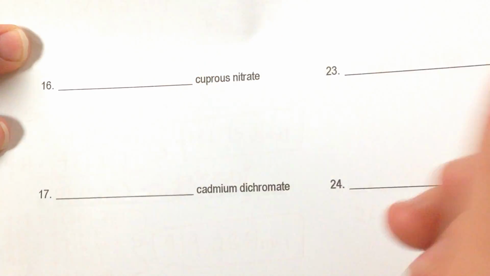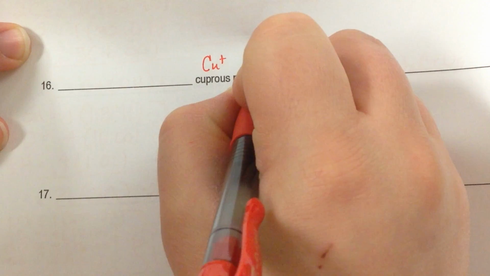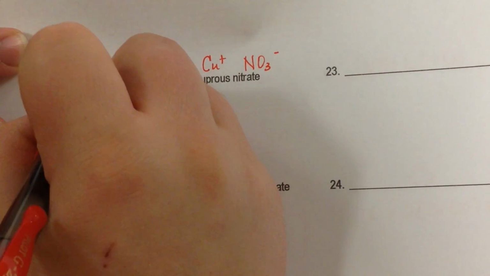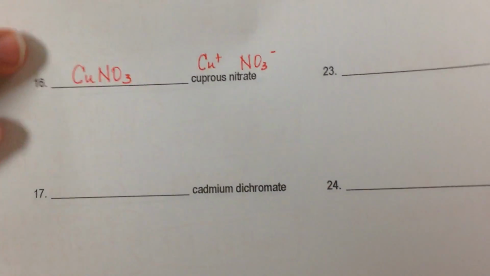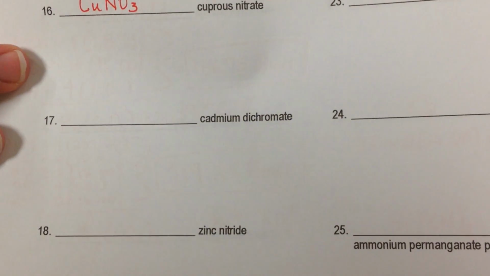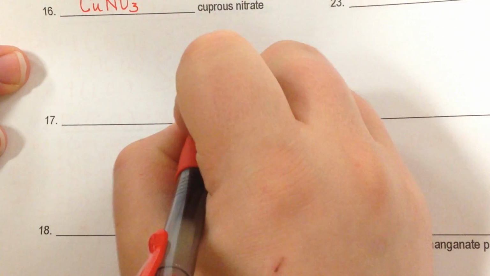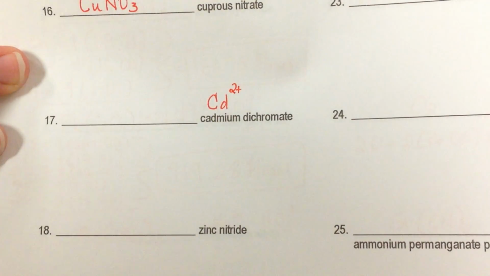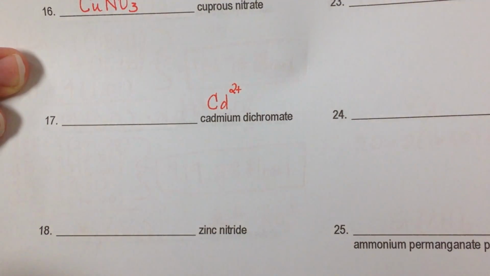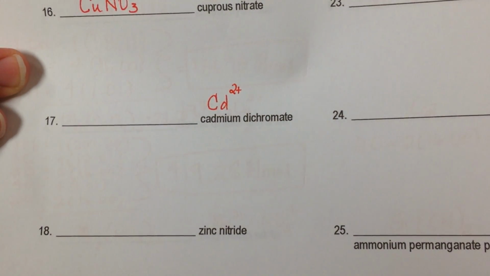Cuprous, OUS, is the lesser charge. Copper forms a 1+, nitrate, NO3, 1-. It's a 1-to-1 ratio. CuNO3. Cadmium is a metal. Okay, this is Cd. It's number 48. It forms a 2+ charge. This is another one that we would have memorized.